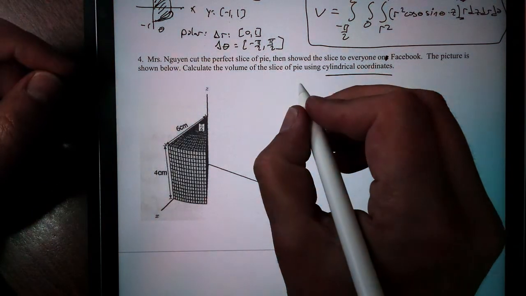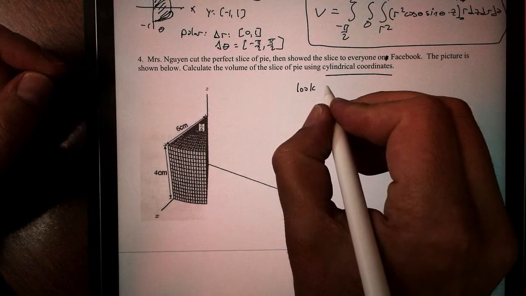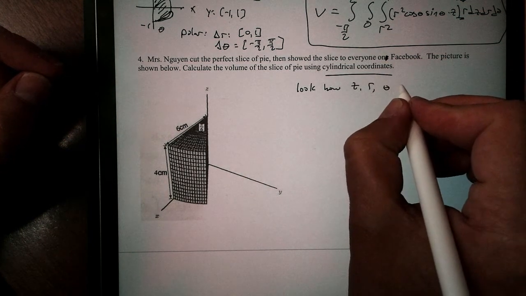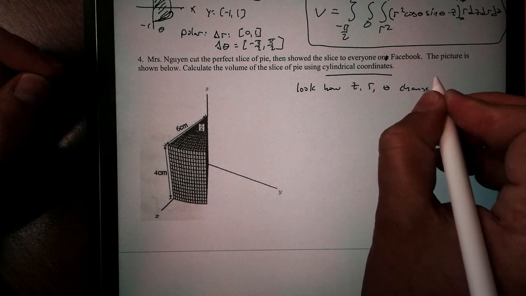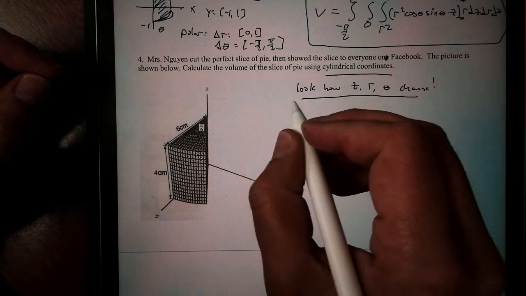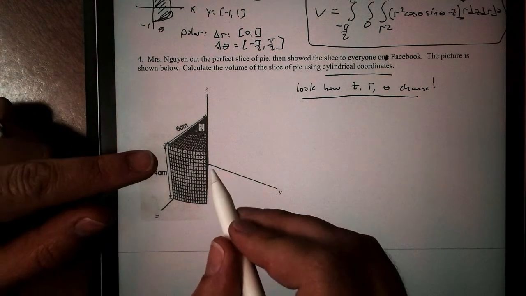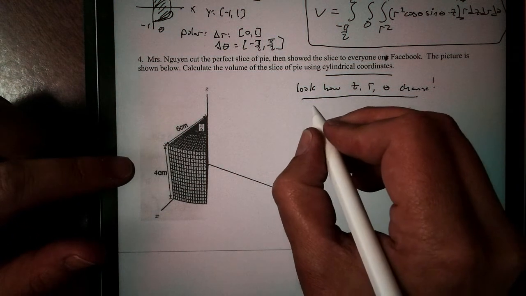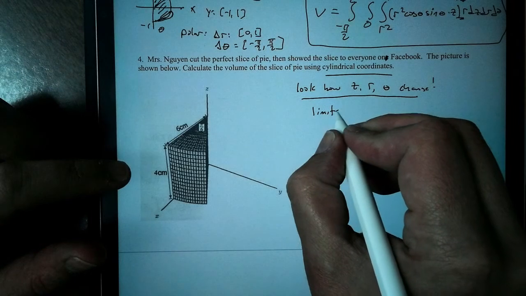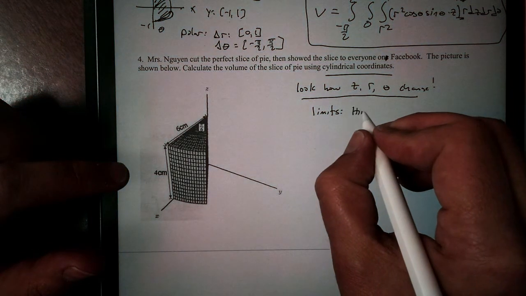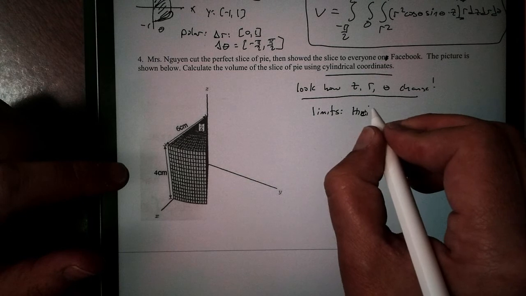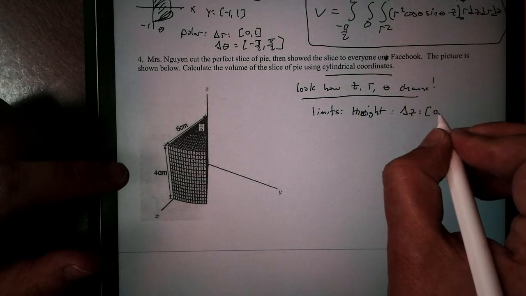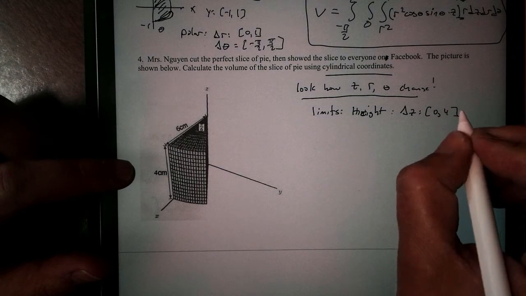So in this problem, we are looking at how z, r, and theta change. And that's our limits. In this case, my z values are going to go from 0 to 4. That's what's increasing. So when I want to write my limits, I know my height, H-E-I-G-H-T, my change in z goes from 0 to 4.